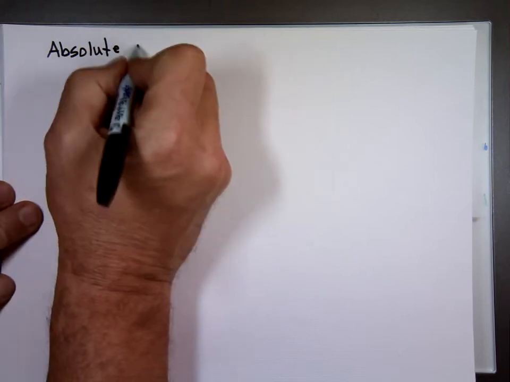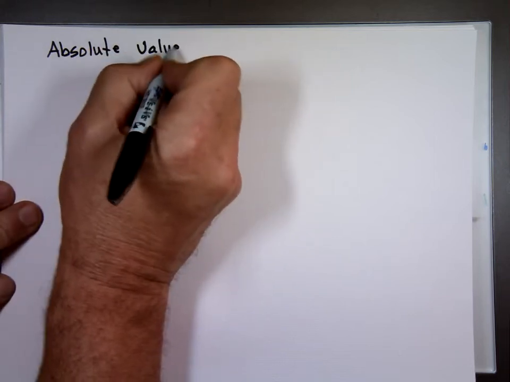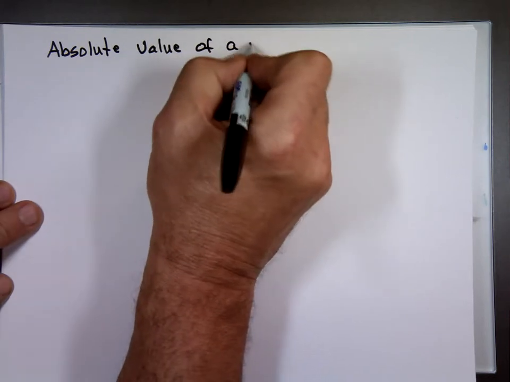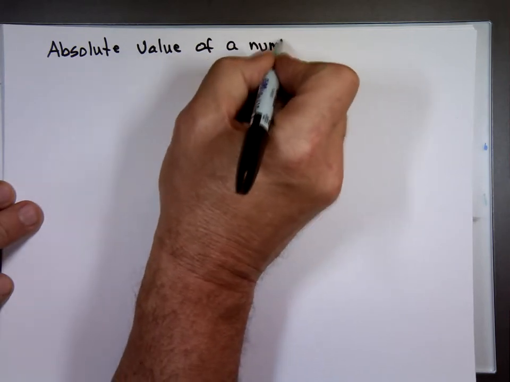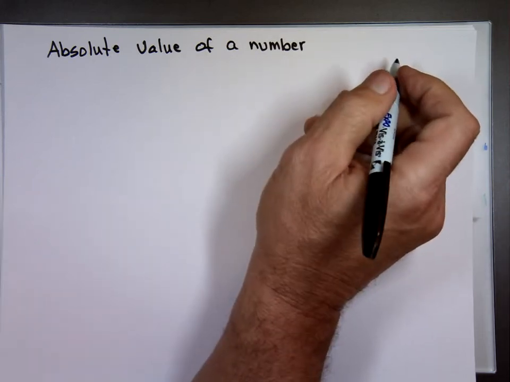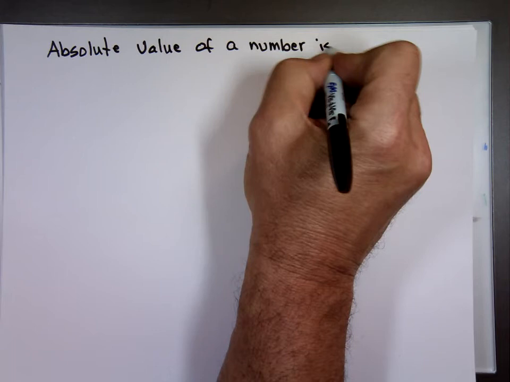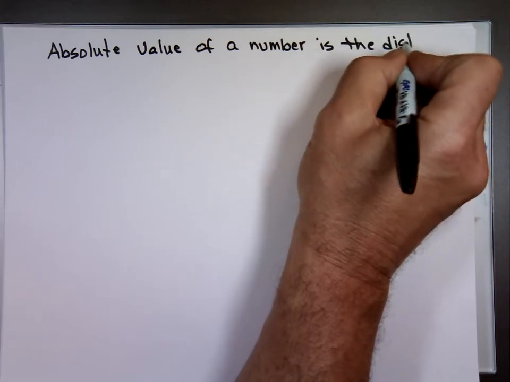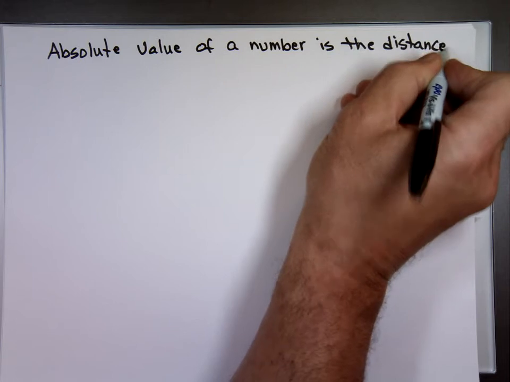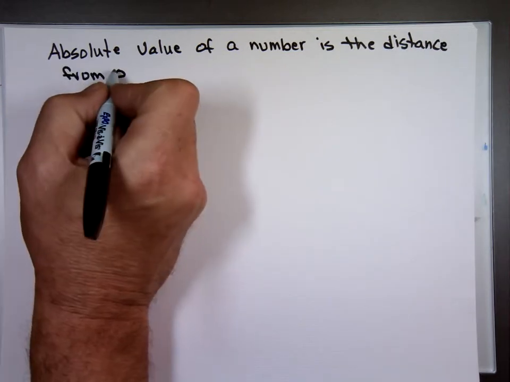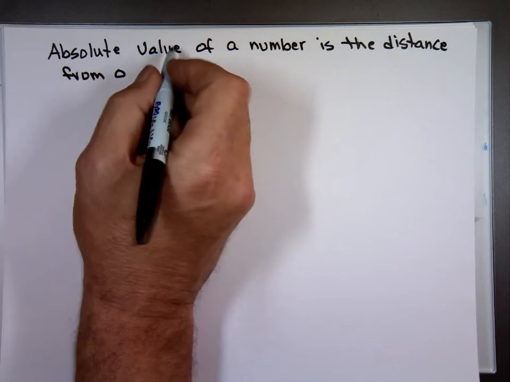The absolute value. The absolute value of a number is the distance, that's the definition, is the distance from 0 on the number line.